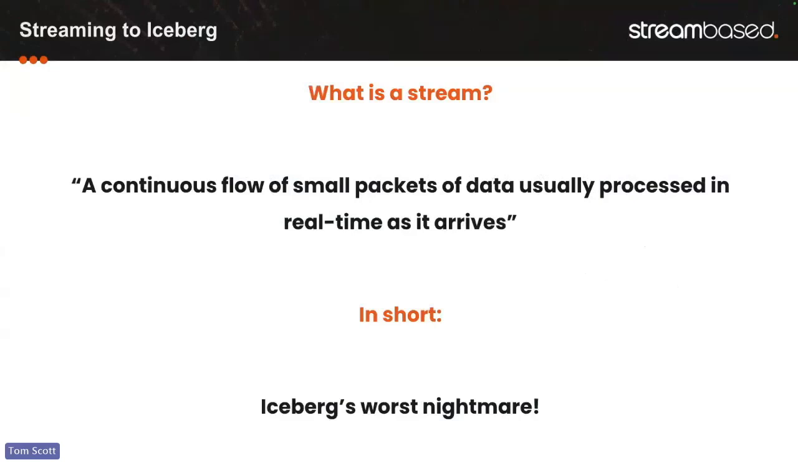So starting right from the beginning, for those of you that are purely batch and have never heard of streaming before, a stream is a continuous flow of small iterative data. It's normally processed in tiny little chunks as it arrives, and in short, it's Iceberg's worst nightmare. If you had to think of a use case that was completely the opposite of what Iceberg was designed for, that's streaming. That's basically what you would have created.